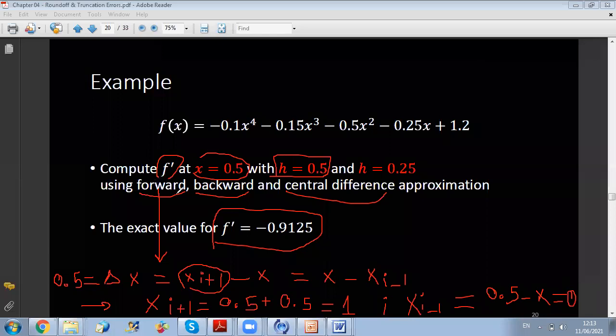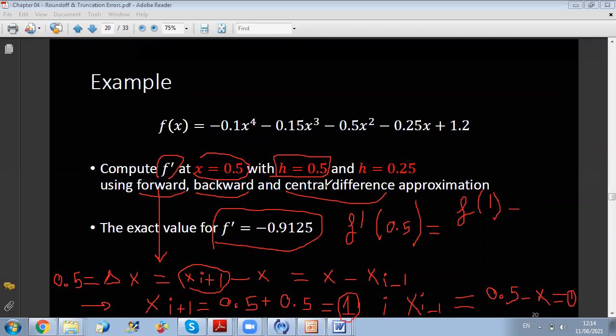To start with the forward scheme, I can write that f prime at 0.5 will be equal to f(x_{i+1}), which is 1, so f at 1, minus f at x_i, which is 0.5, so minus f at 0.5, over delta x. The step we used is 0.5.